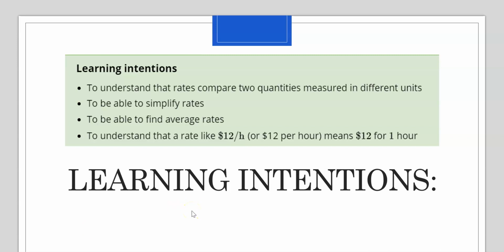So our learning intentions for this are to understand that rates compare two quantities measured in different units, to be able to simplify rates, to be able to find average rates, and to understand that a rate like $12 per hour means $12 for 1 hour.